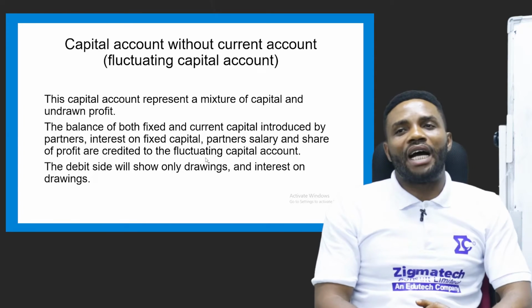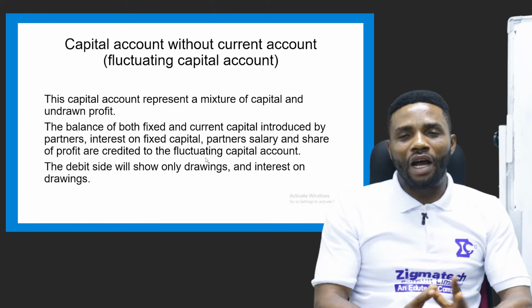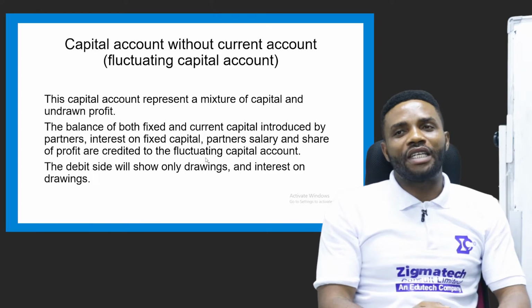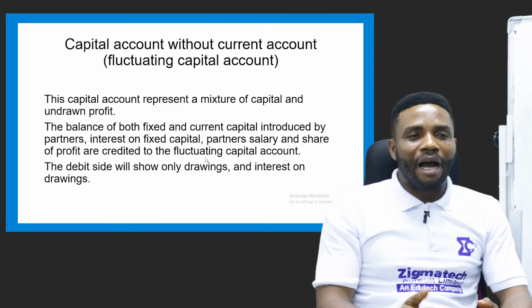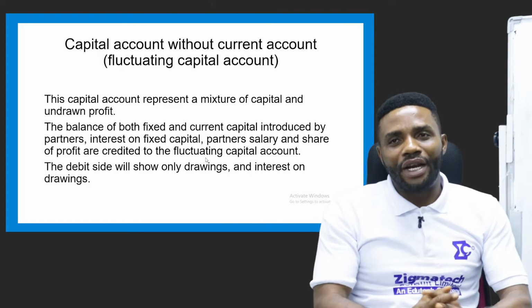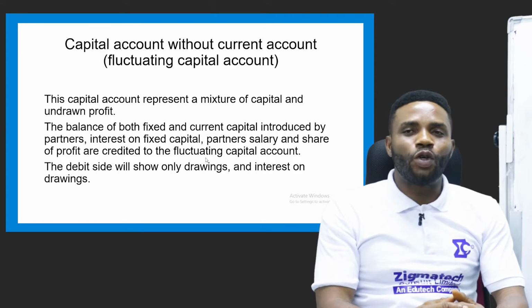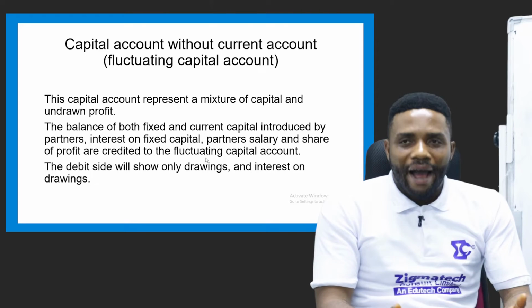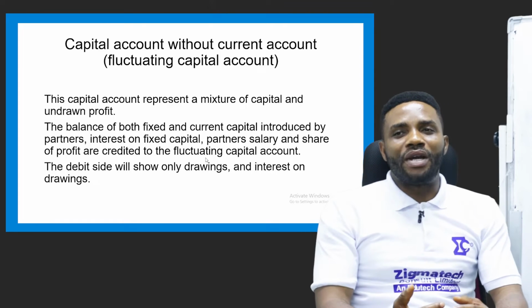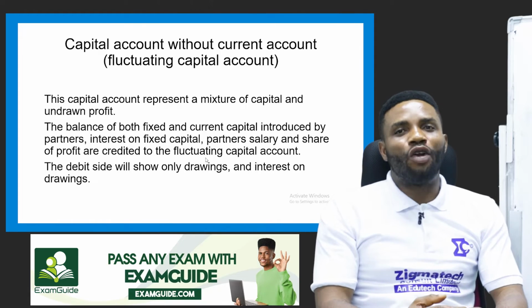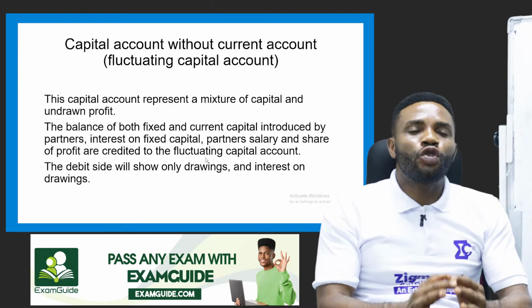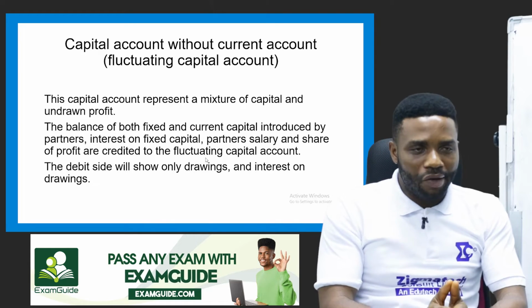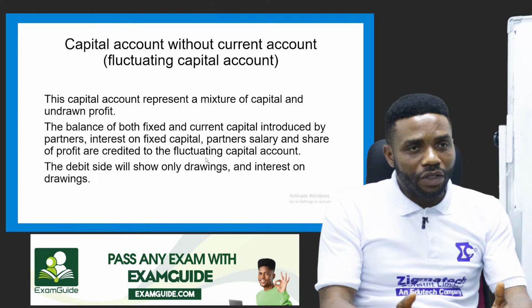Number one, capital without current account, otherwise called fluctuating capital account. I say that again. Capital account without current account, otherwise called fluctuating capital account. This capital account represents a mixture of capital and undrawn profit. That is to say that we just open a particular account for individual.